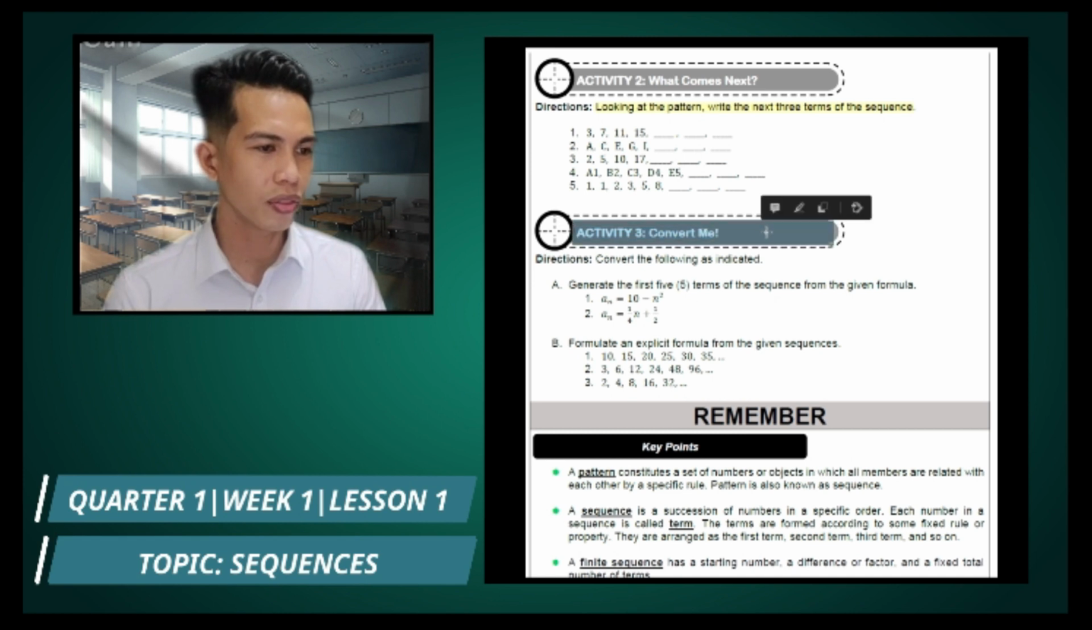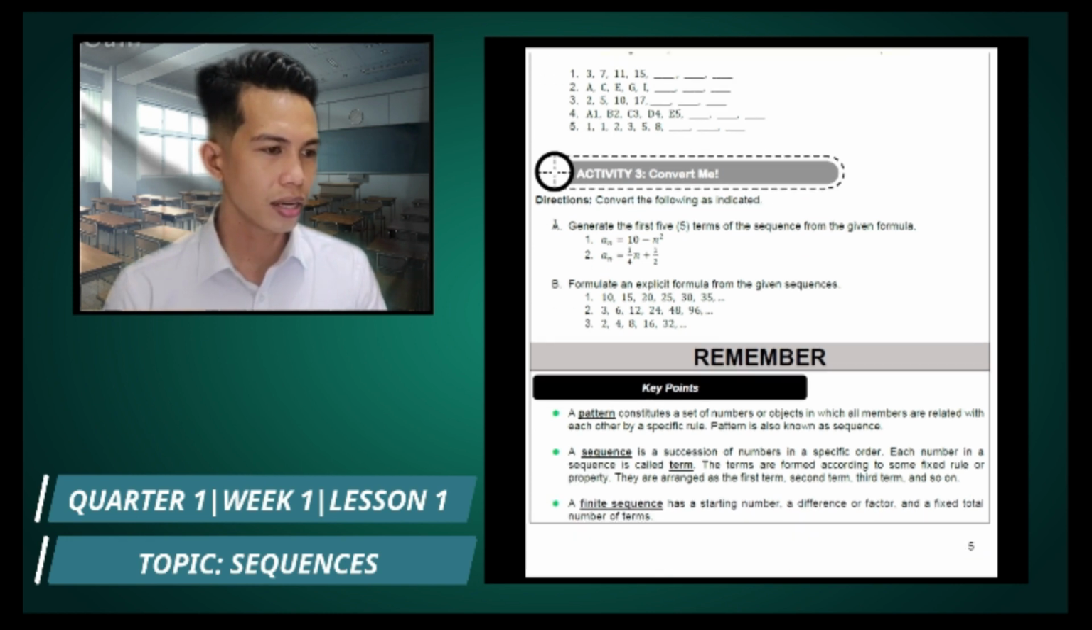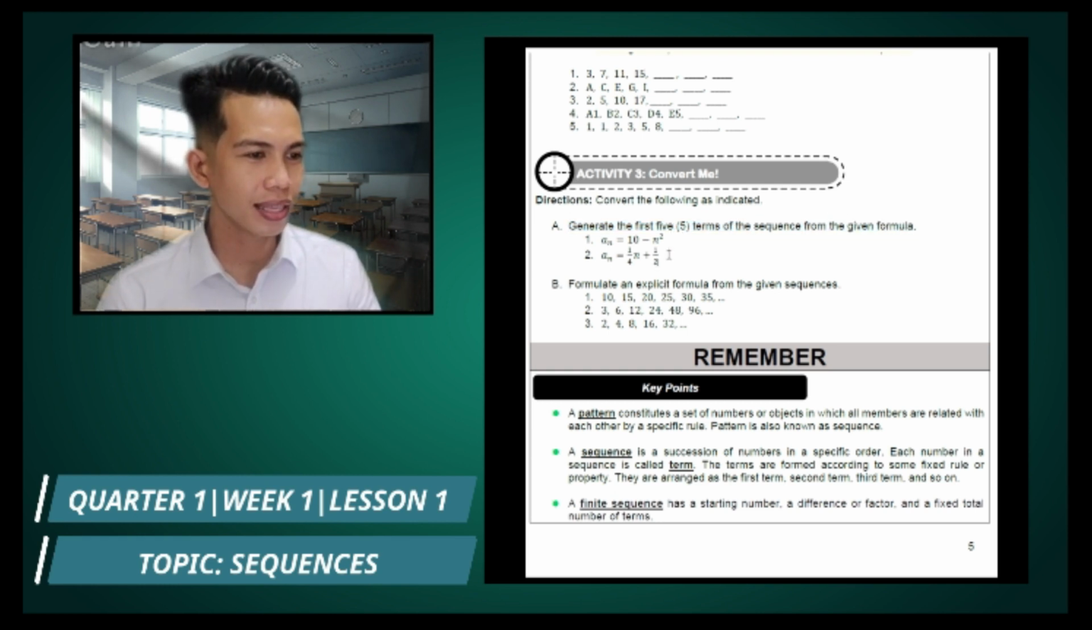Activity number 3, convert me. Directions, convert the following as indicated. Letter A, generate the first 5 terms of the sequence from the given formula. Before I end this video, I'm going to give an example on how to generate the first 5 terms of the sequence from a given formula. So I'm going to provide an exponential one and a fraction one.